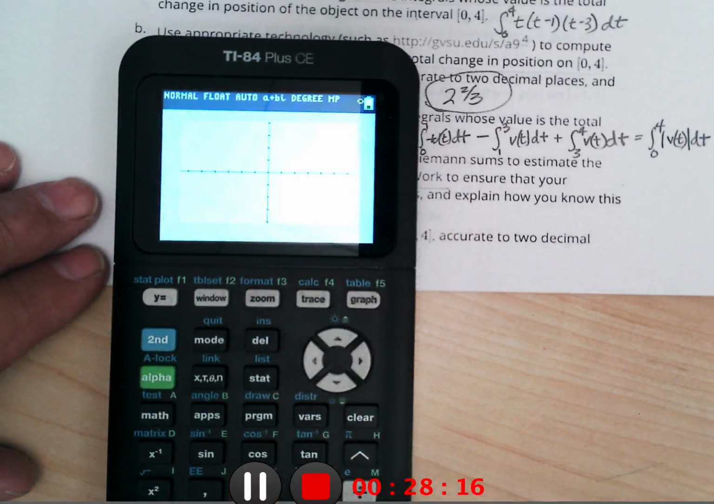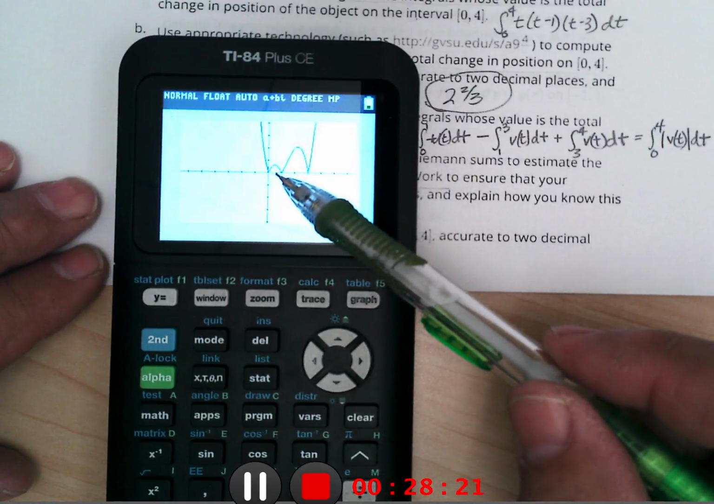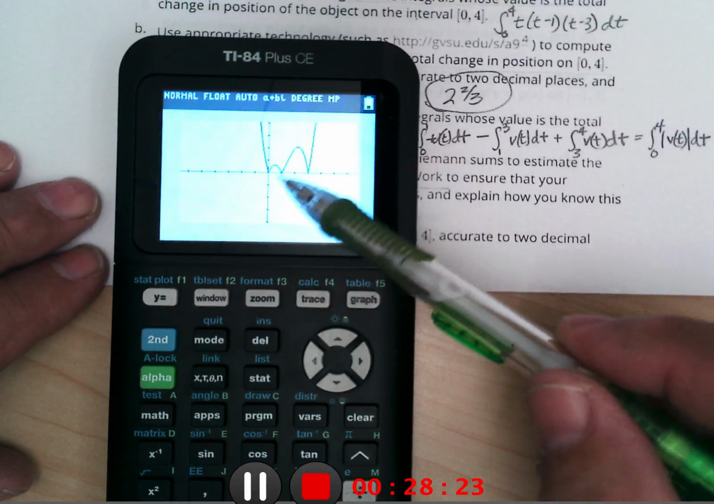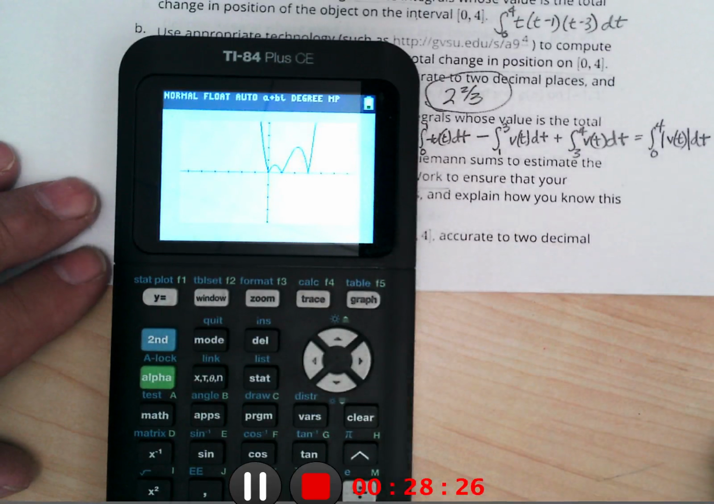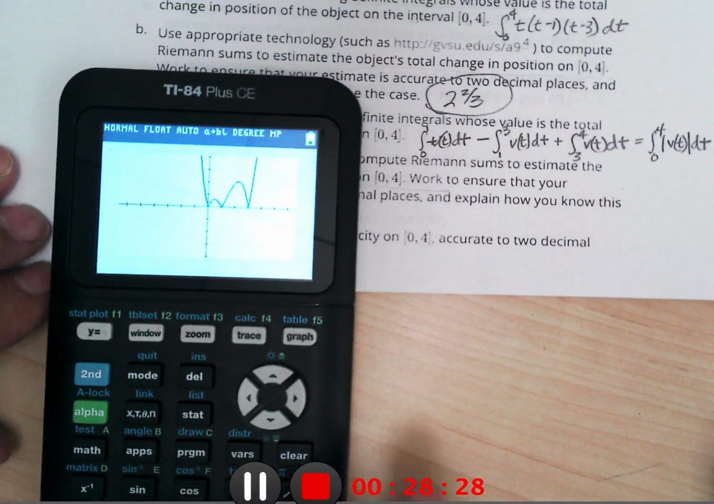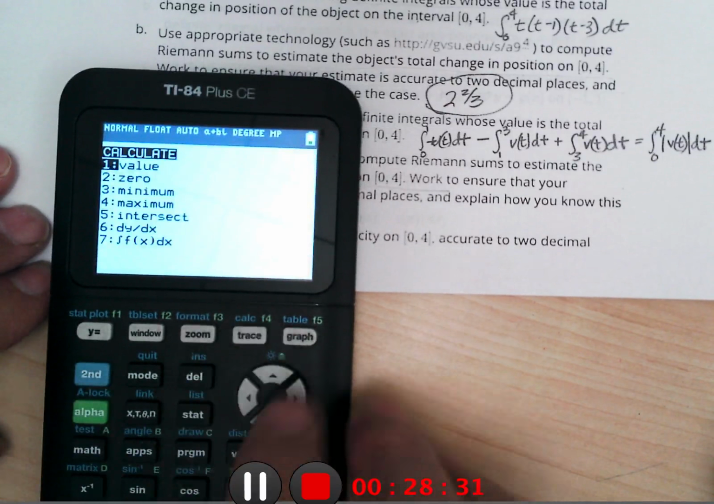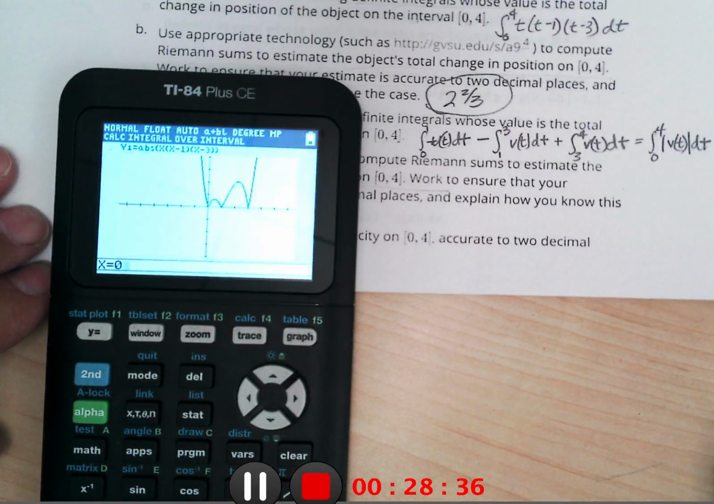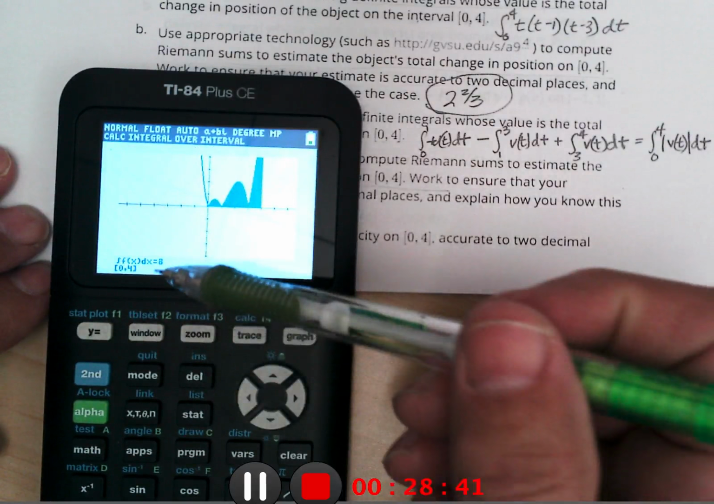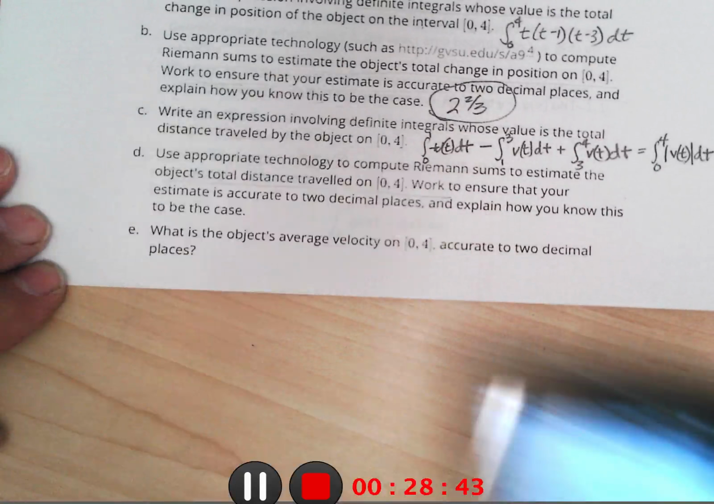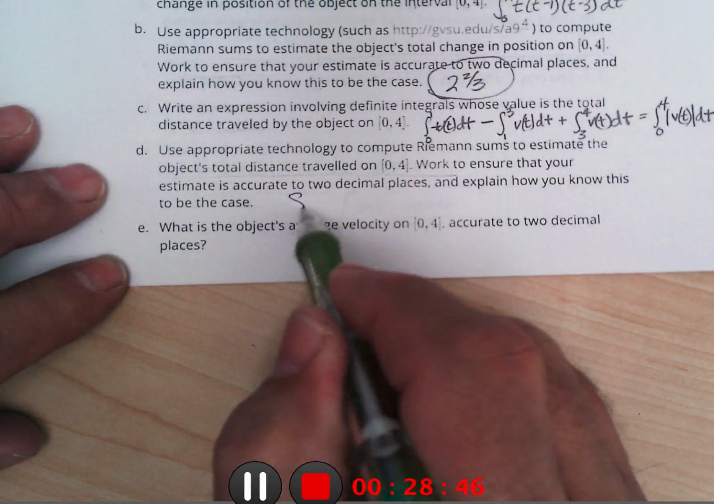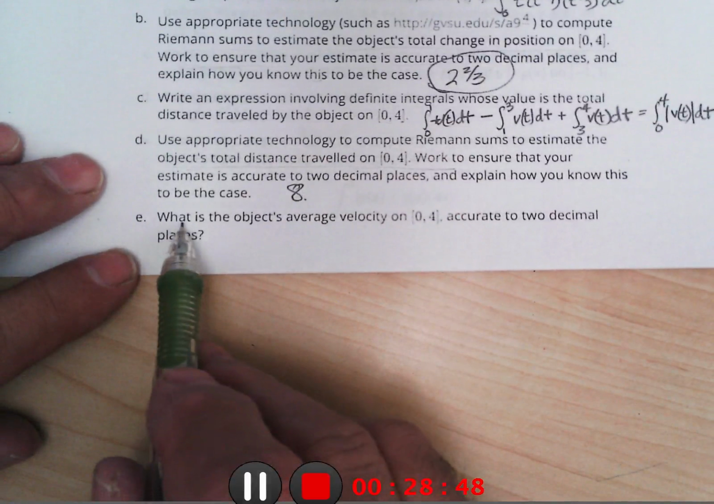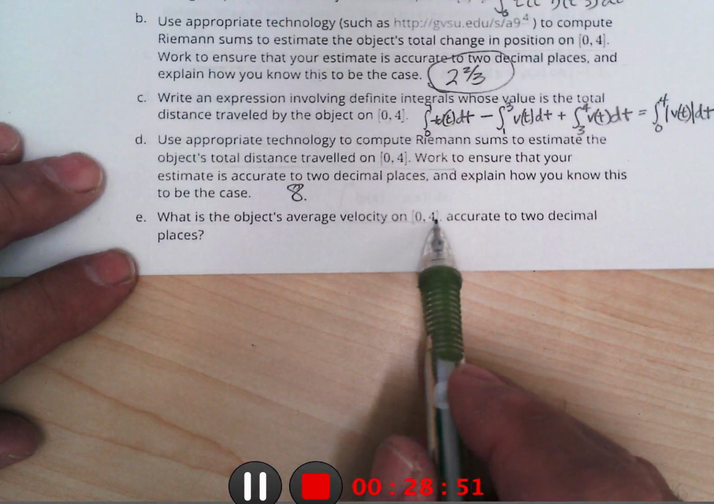So everything's flipped up. So this is still positive. This part that went down is now up, and this is up. So now we'll get the total distance, which, if we go second, calculate the area under the curve from 0, enter, 4, enter, and it gives us a total area of 8. Exactly.